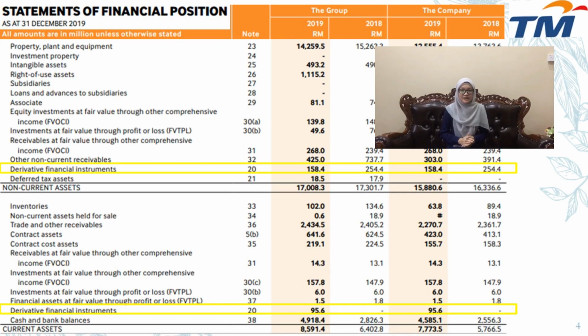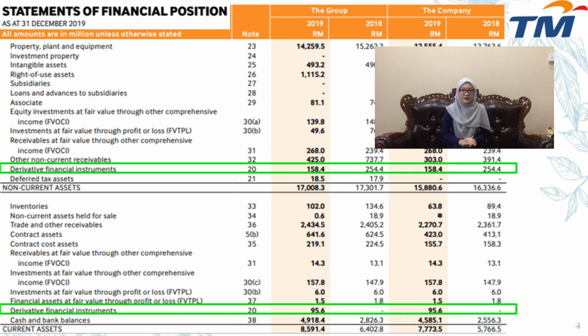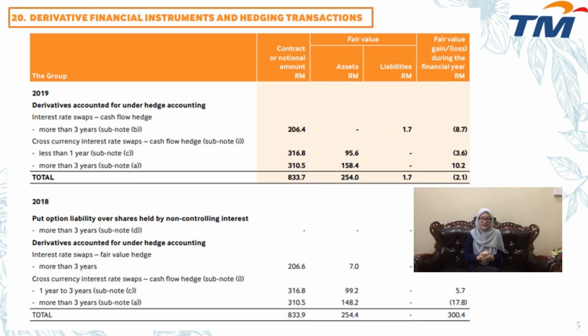In MFRS 9, there are embedded derivatives, which are defined as a component of hybrid contract. So here I already prepared some example for derivative financial asset in the Statement of Financial Position of Telekom Malaysia 2019. The derivative for non-current asset is 158.4, while derivative current asset is 95.6. We go to note 20, which is derivative financial instrument and hedging transaction. So the total for derivative instrument under asset is 254.